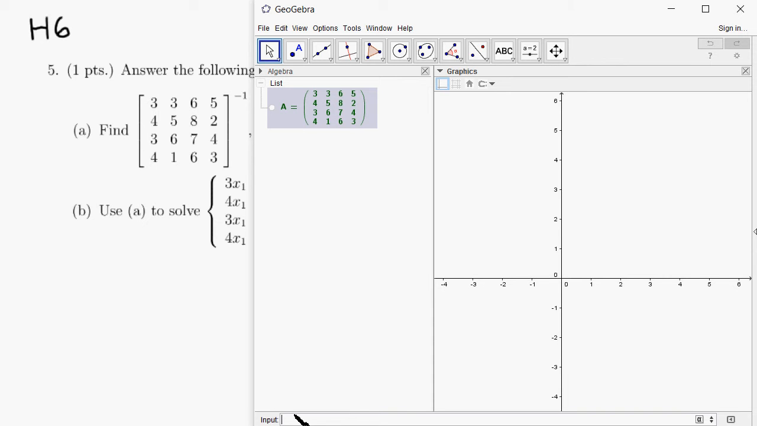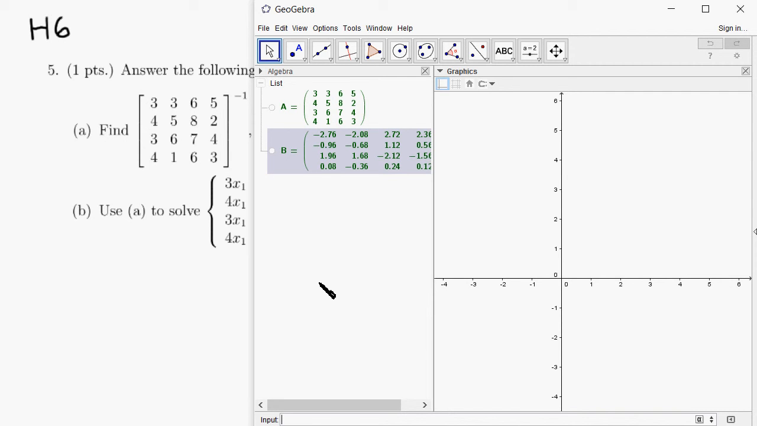Then what we want to do is invert. So here's invert, then the matrix is A. I'm going to call this one invert A, so I'm going to call it, maybe, matrix B, and enter. So B is the inverse of matrix A.